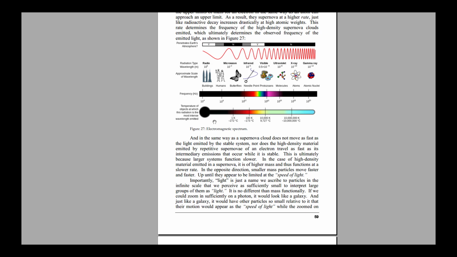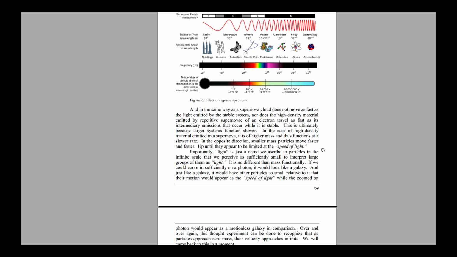This is ultimately because larger systems function slower. In the case of high-density material emitted in a supernova, it is of higher mass and thus functions at a slower rate. In the opposite direction, smaller mass particles move faster and faster, up until they appear to be limited at the speed of light. Importantly, light is just a name we ascribe to particles in the infinite scale that we perceive as sufficiently small to interpret large groups of them as, quote, light. It is no different than mass functionally.